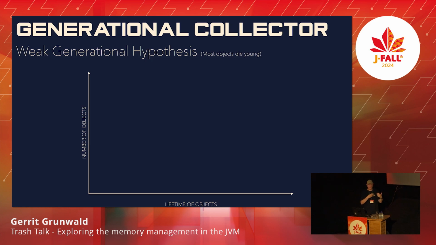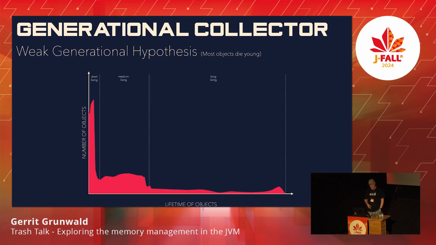Once you return from the method, everything that you defined in that method is garbage. So these objects will be created shortly, and die directly afterwards. This is what the hypothesis means, and usually it looks like that. We have lots of objects that die very quickly, then a couple of objects that live a little bit longer, and just a few objects that live for a long time. So we have short-living, medium-living, and long-living objects.